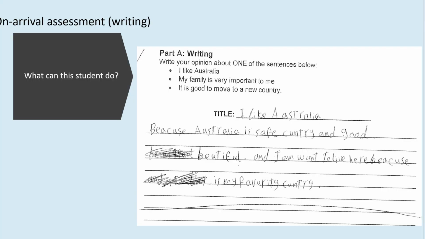So here's an example of an on-arrival writing. Now, these are provided in a PDF and we'll be able to spend some time and look at these during the tutorial session as well. Now just have a look at what can this student do. They've just arrived and this is what they're able to produce. As you're having a look at that, think about where do you think they'd fit on the EALD learning progression?